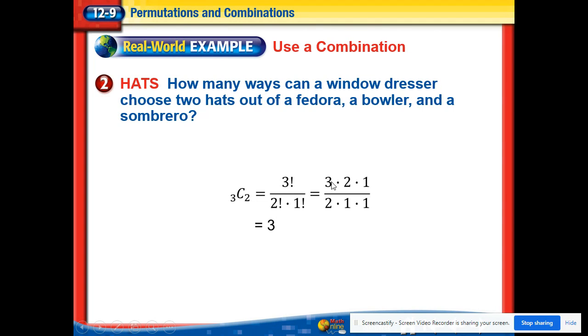Well, anyways, 3 factorial is 3 times 2 times 1. 2 factorial is 2 times 1, and 1 factorial is just 1. Again, the 2 and the 1 cancel, leaving me just 3. So there's 3 different ways. They could do a fedora and a bowler, a bowler and a sombrero, or a sombrero and a fedora.